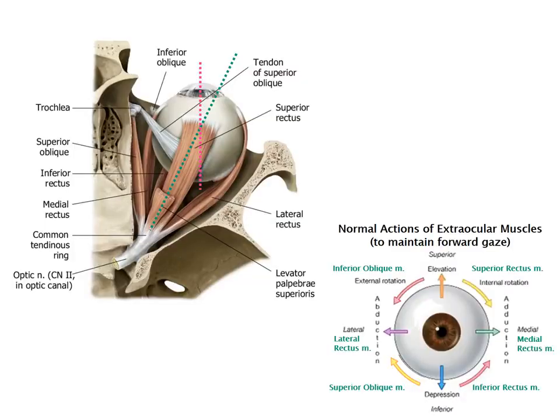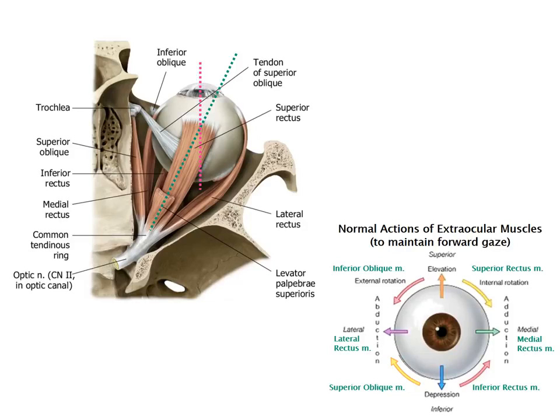To fully understand the normal function of each muscle, and to appreciate how cranial nerves are clinically tested, you must first realize that when the eye is in forward gaze, when the pupils are centered within the palpebral fissure, the long axis of the eyeball, represented by the pink dotted line, does not align with the axis of the orbit, which is represented by the green dotted line. In order to keep the eyeball in forward gaze means that every muscle of the eye must exert at least some tension on the eyeball.